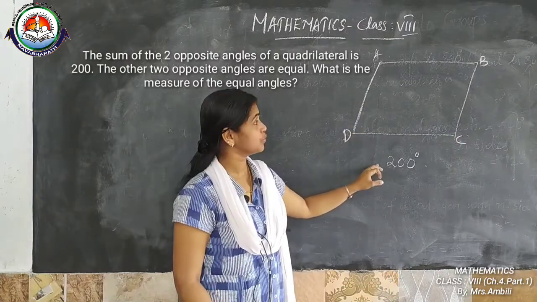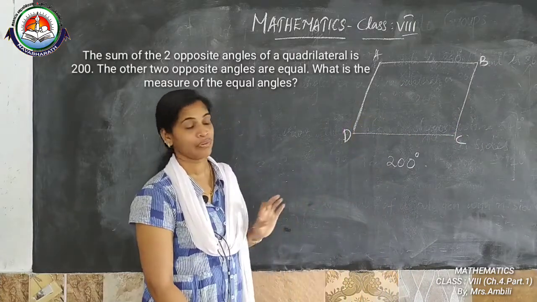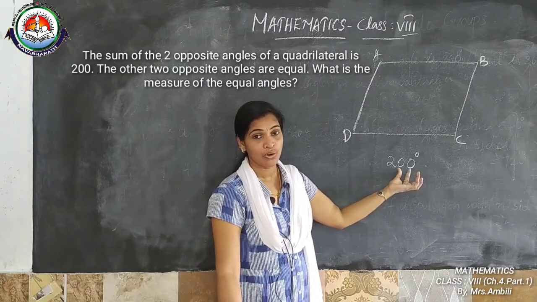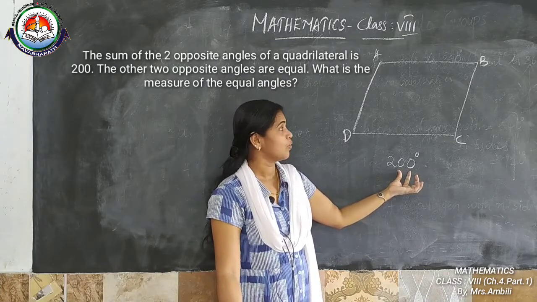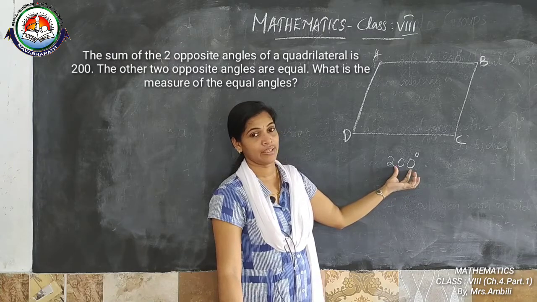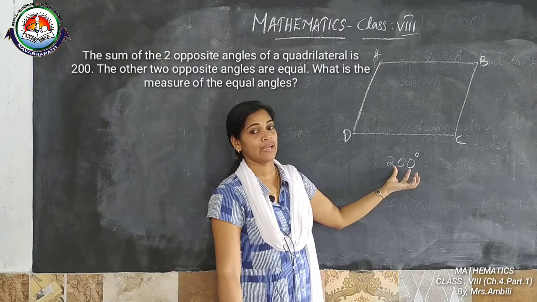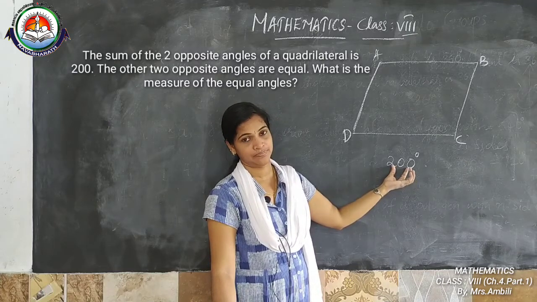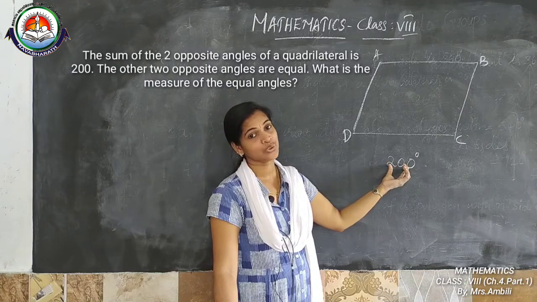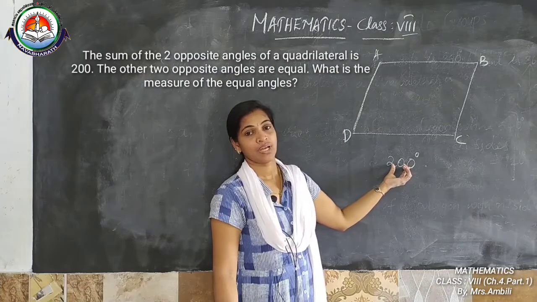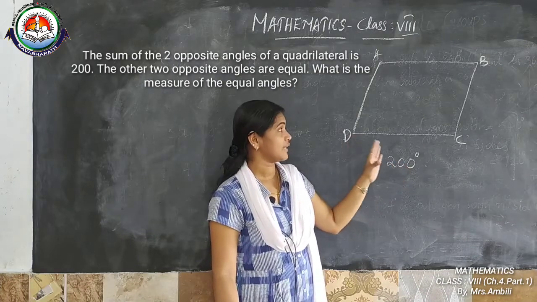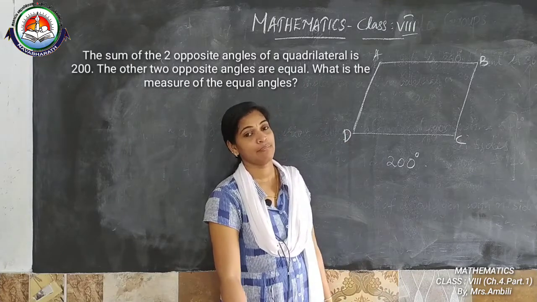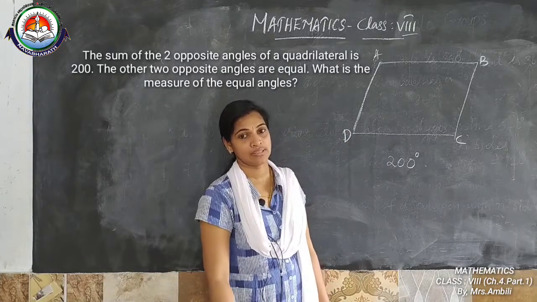The sum of the two opposite angles of a quadrilateral is 200 degrees. The other two angles are equal. Our question is: what is the measure of the equal angles?